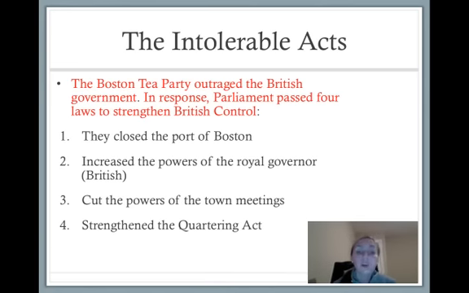So as part of this, they closed the port of Boston, so that was a major economic resource for Boston where they could import and export. They also increased the powers of the royal governor, so the person that was appointed by the British. So they had local control in that area. They cut the powers of the town meetings, so they no longer had a democratic process that they were used to and they felt like they could take part in. And they also strengthened the Quartering Act because that had definite direct control over individual people's lives. And it also saved the British some money.